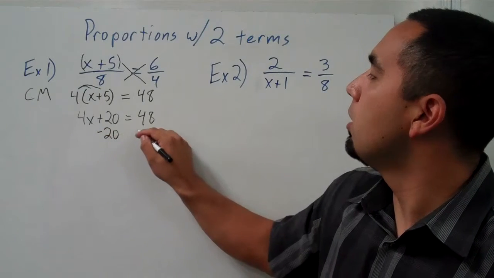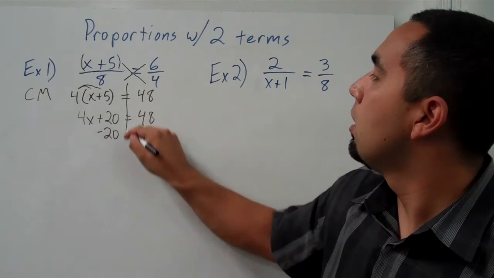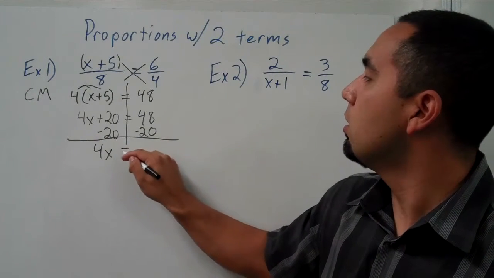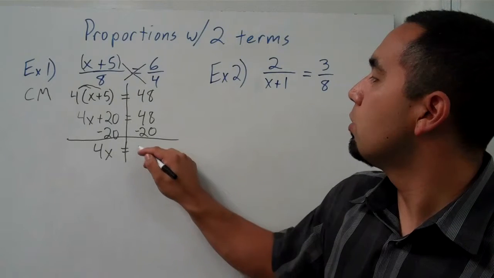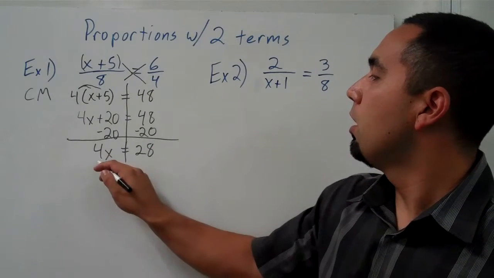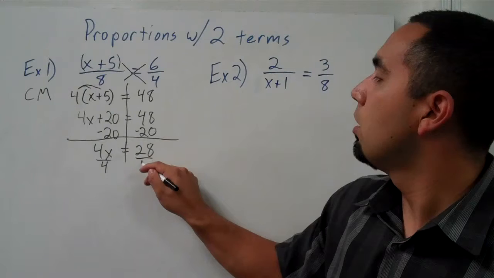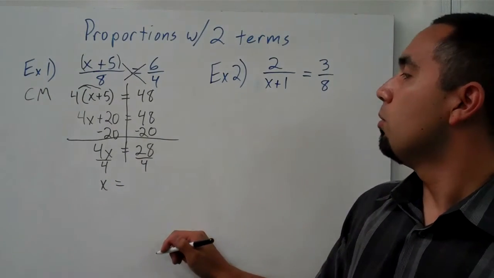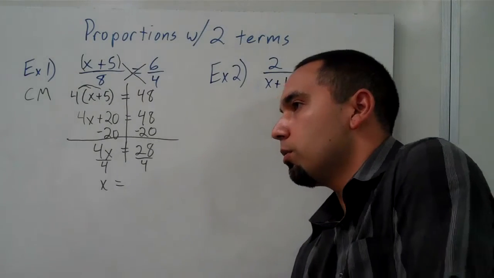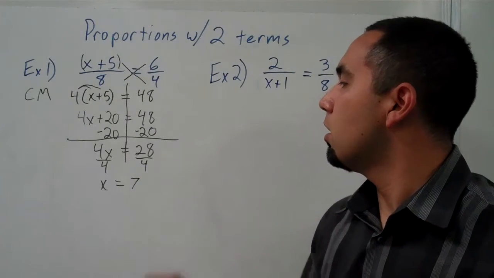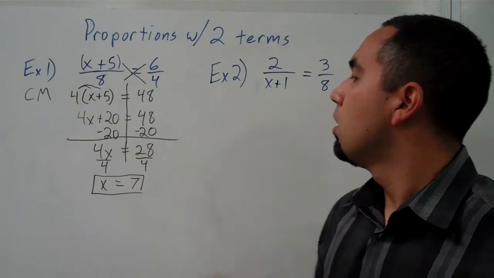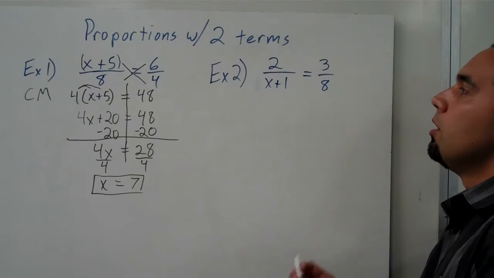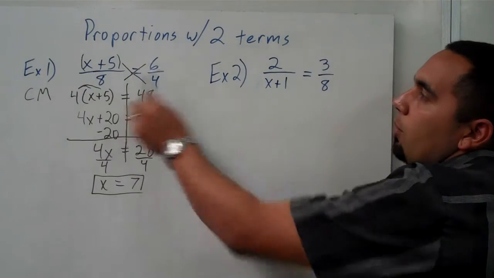I'm just going to keep going here. If I subtract 20 from both sides, I get 4x equals 48 minus 20 is 28, and then I divide by 4. I get x equals 28 divided by 4. Well, 24 divided by 4 would be 6. That's 7, right? So x equals 7.